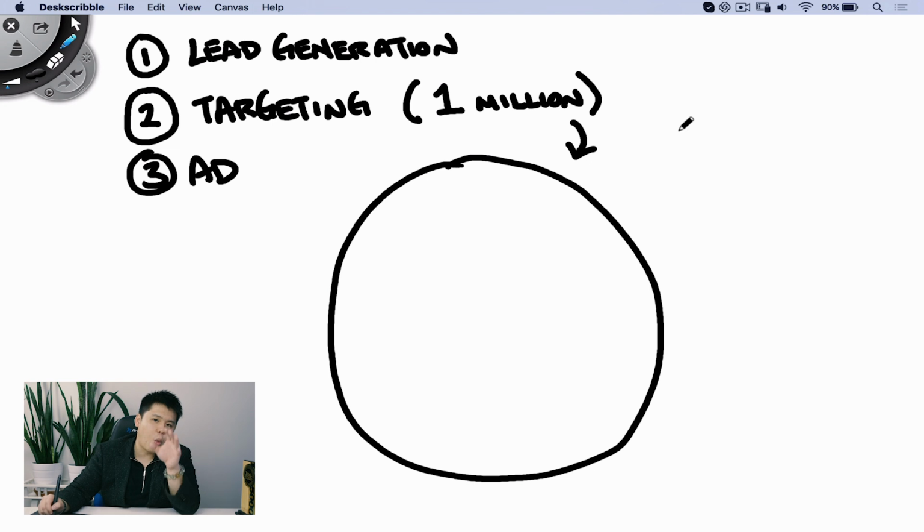Now within this 1 million people, not every single person is going to give you a lead. Remember that. Not every single person is going to give you a lead. It is just telling you that whoever you want to target and see your ad, there's really 1 million people. So out of that 1 million people, like we said, obviously not every single one is going to give you a lead.